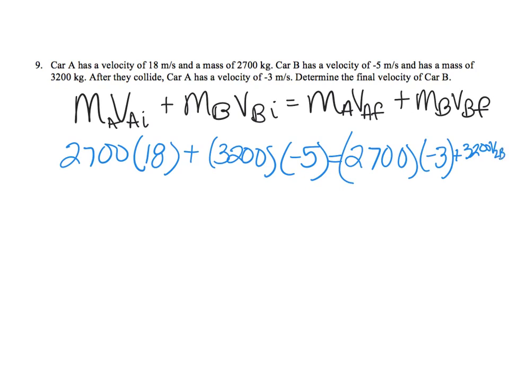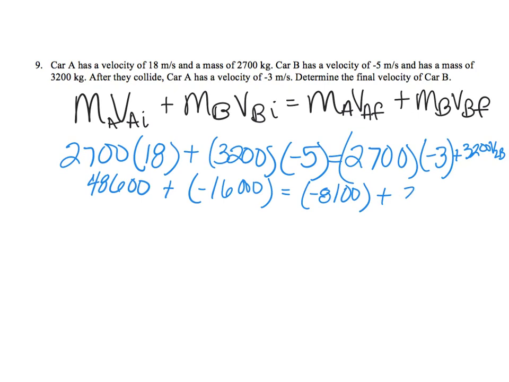So now we need to go through and simplify this down. When we multiply 2,700 and 18, we're going to get 48,600. When we multiply 3,200 and -5, we're going to end up with -16,000. And when we multiply 2,700 and -3, we're going to end up with -8,100. We don't multiply the last part yet, so we're going to leave the last section alone.